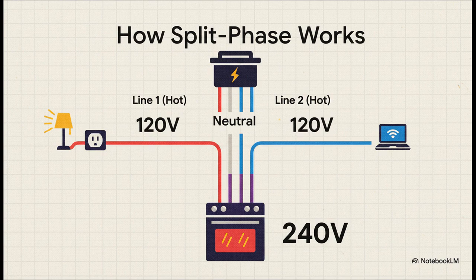That's perfect for your laptop charger, your lamps, your TV, all the standard stuff. But if you connect the two hot lines directly to each other, you get the full 240 volts. And this is what powers your heavy hitters, your big electric dryer, your oven, or your central AC unit. It's a super efficient way to handle all of a home's different needs with just one simple service.